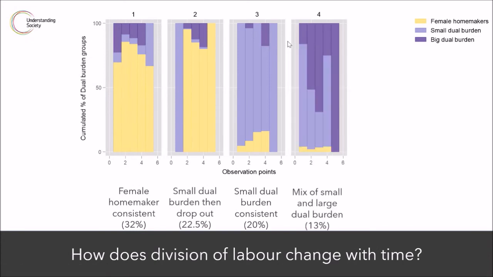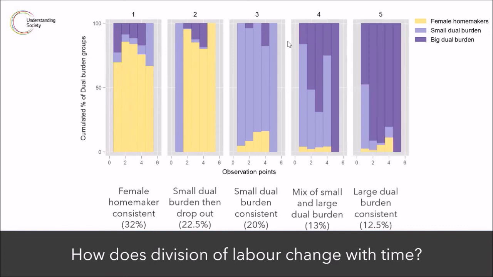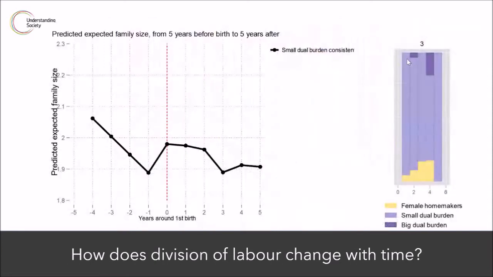Fourth, those who have a mix of small and large dual burden over time. And lastly, those who have a large dual burden prior to first birth, a real increase in large dual burden after the first birth, and consistently carry on with that large burden over time. So cluster analysis gave me these 5 solutions, and I wanted to go back to the growth curve models and see how they would perform. So firstly, the first group I've got here are those who consistently have a small dual burden over time.